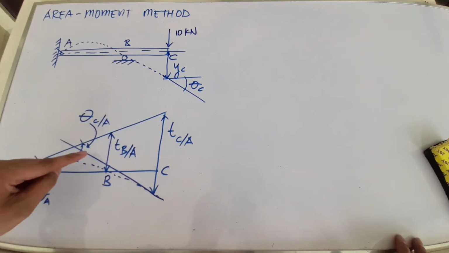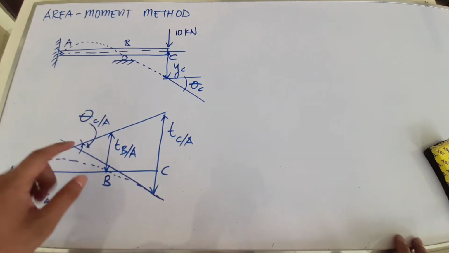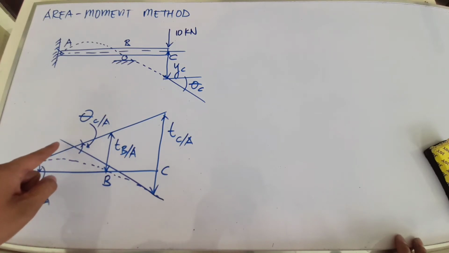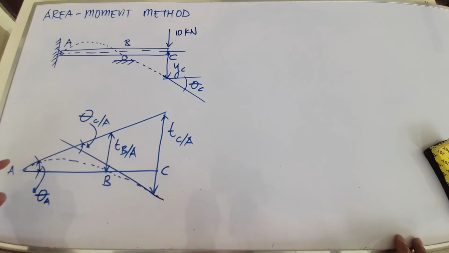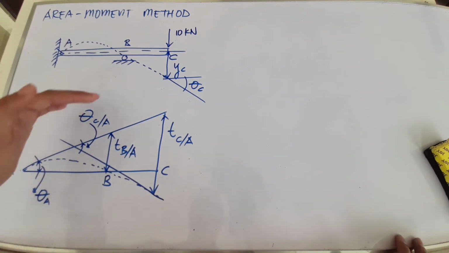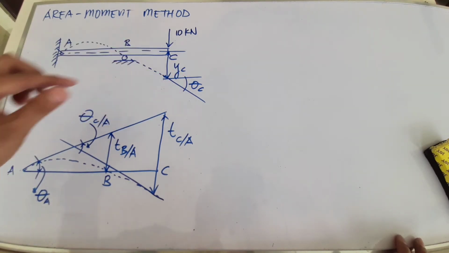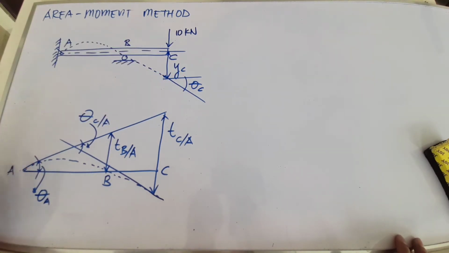Ito yung slope natin, C over A. So counterclockwise again is positive. So ito yung slope between tangent C and tangent A. And then ito yung slope natin ng point A with respect to your horizontal. Yan, no? Ito yung slope C is naman slope A. Okay, so solve na natin.